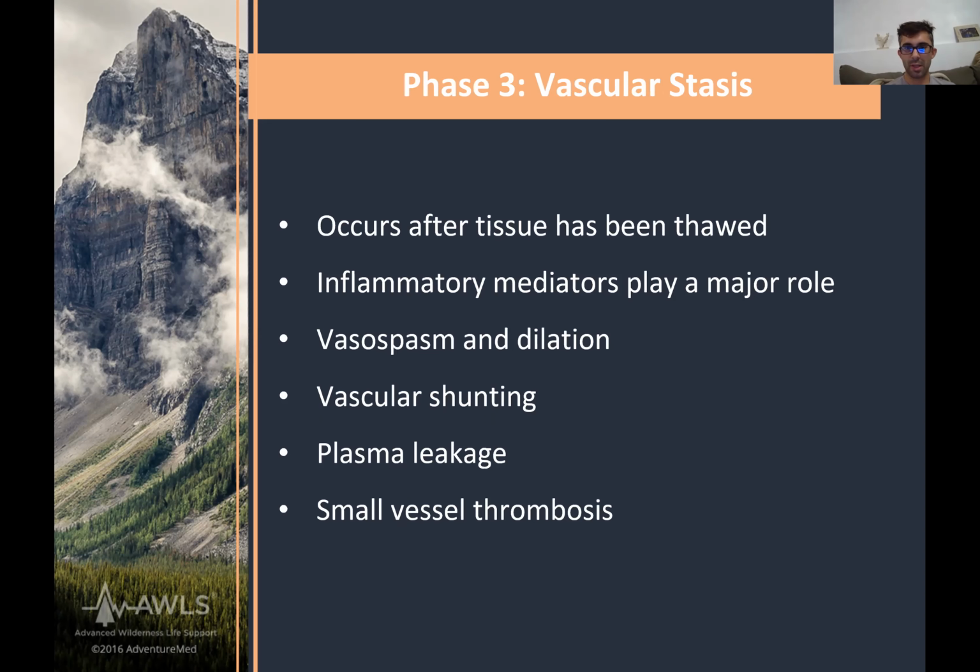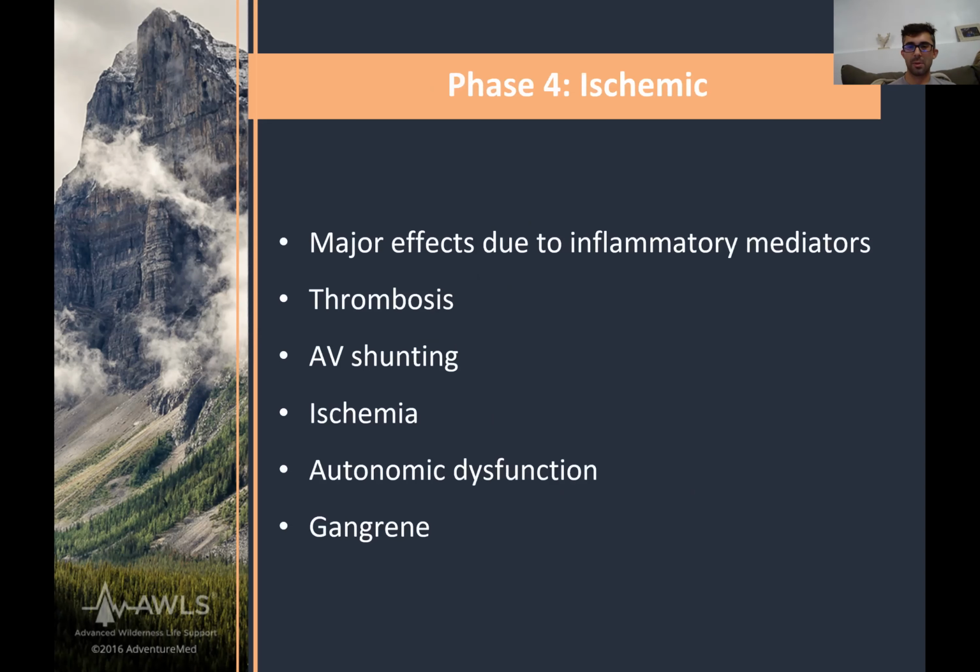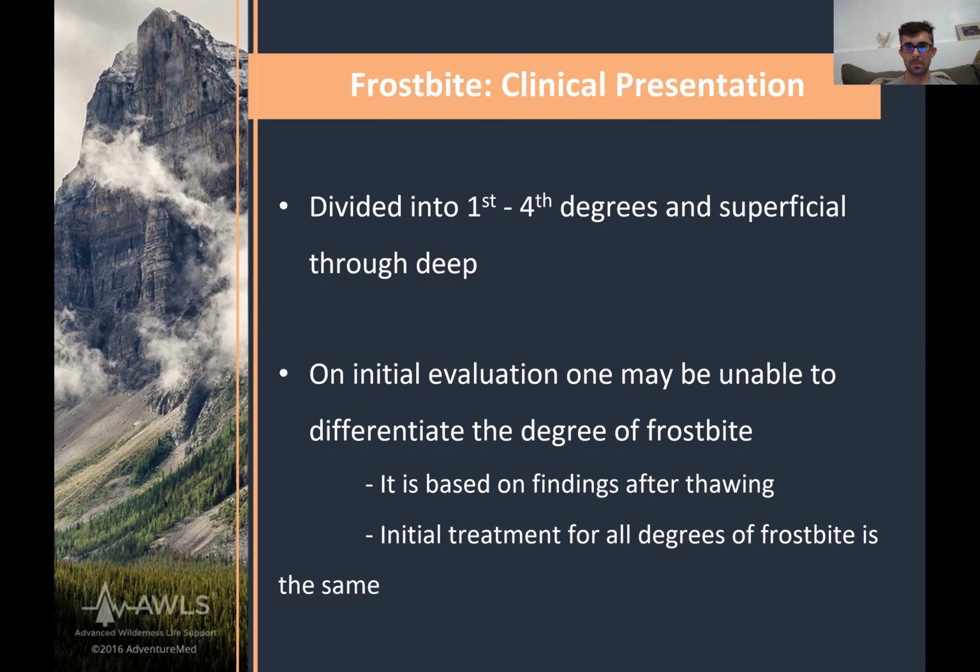Phase 3 is vascular stasis. Again, it's after the tissue has been thawed. Inflammatory mediators play a large role. There is vasospasm and dilation of the affected areas, vascular shunting, and a microvessel thrombosis, and plasma leakage. With the ischemic phase, it's again secondary to the inflammatory mediators. There can be large and microvessel thrombosis, AV shunting, ischemia, autonomic dysfunction, and eventual gangrene.